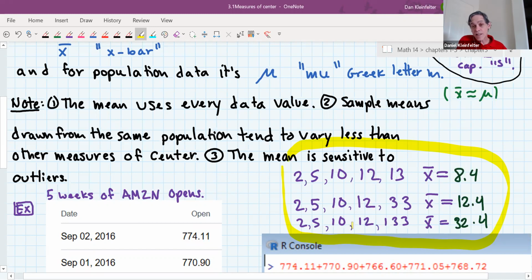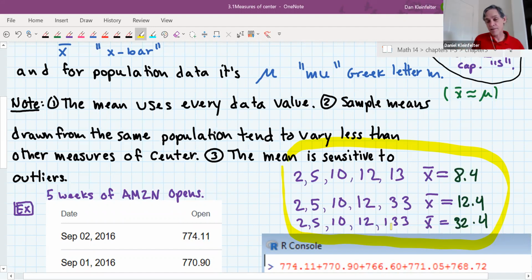4 out of 5 values in the data set have stayed the same, but notice that the mean gets really different really fast, right? The mean of the original data set is 8.4, and that seems like it's bigger than 2 out of 5 values, right? The next one, 12.4, is not really in the center of the data set anymore, right? It's bigger than 4 out of 5 of the data values. And then the last one, 32.4, is still in between the fourth and fifth value.